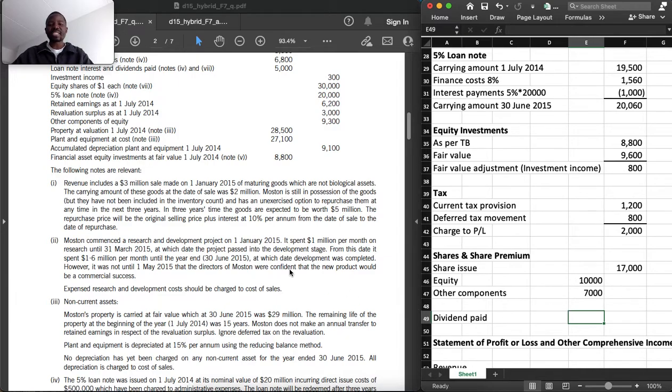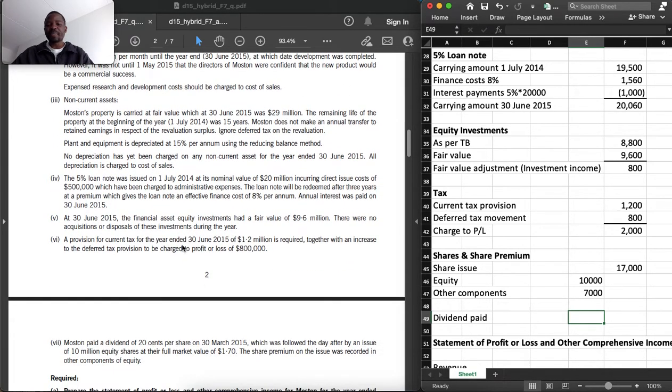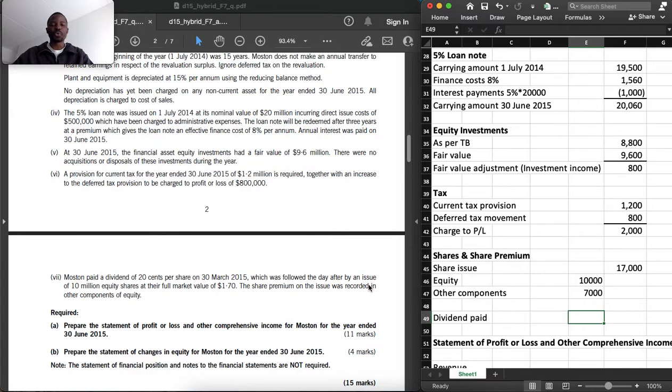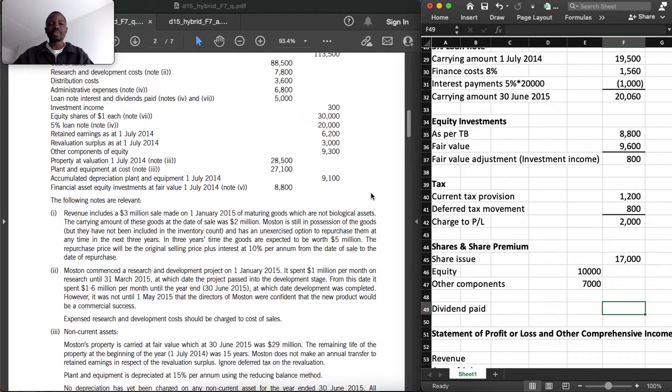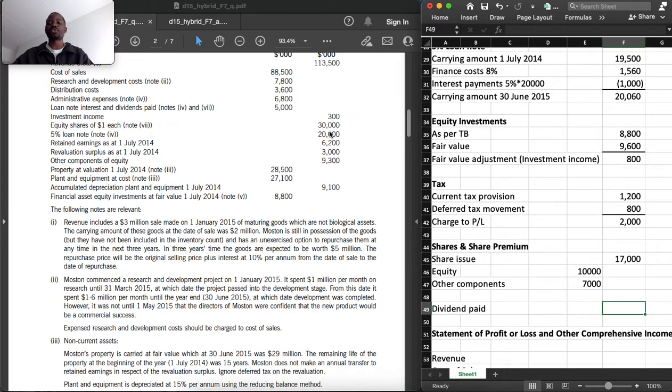Then how much was the dividend paid? The dividend paid was before the issue. So the dividend was paid on the shares before the issue. So how many shares were there before the issue? After the issue there are 30, but the issue is 10. So before the issue we have got 20.